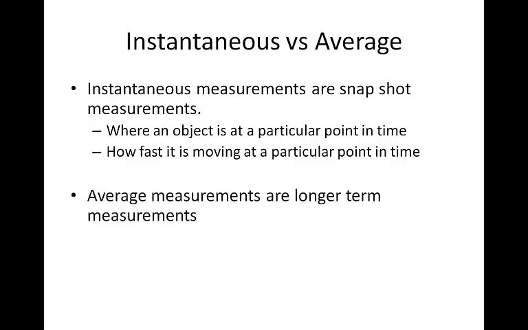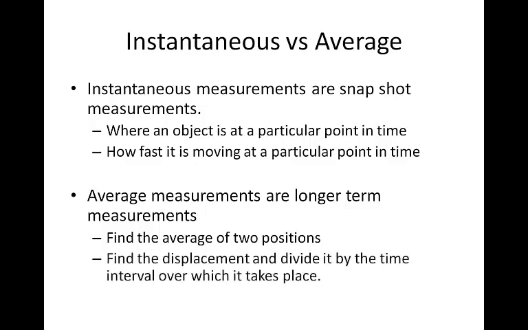Now the other one is average measurements. So those are longer term time periods. You can find the average of two positions, or find the displacement and divide it by the time interval over which it takes place. So that would be average velocity. So if you went from the reference point to 3 meters in 3 seconds, that's a difference of 3 meters, so that's your displacement, and you divide it by 3 seconds. So that would mean that your velocity would be plus 1 meter per second.